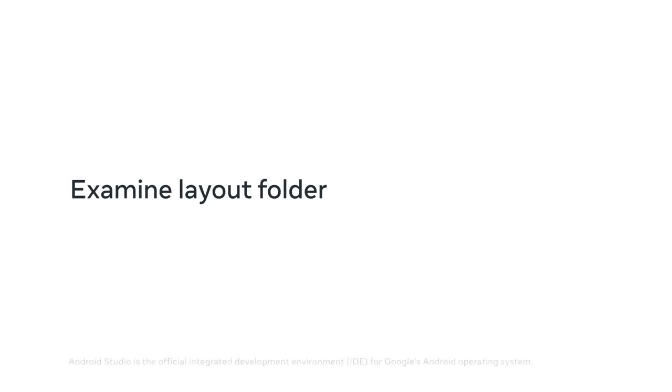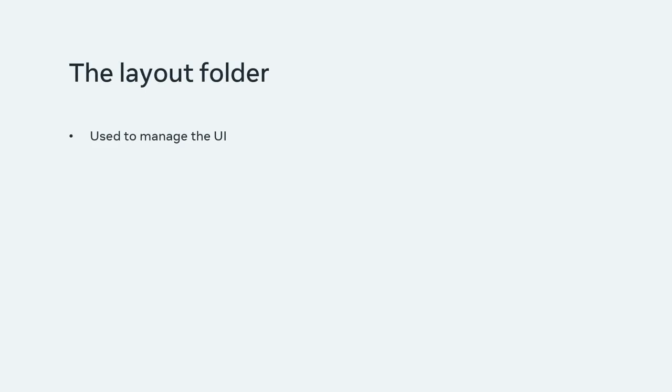In this video, you are going to learn about the layout folder, which is one of the sets of folders generated as part of the project files when you create a project. The layout folder is used to manage the user interface or UI of your application. It contains 4 files with the extension XML, which stands for Extensible Markup Language. XML is used to declare and create UI in Android.